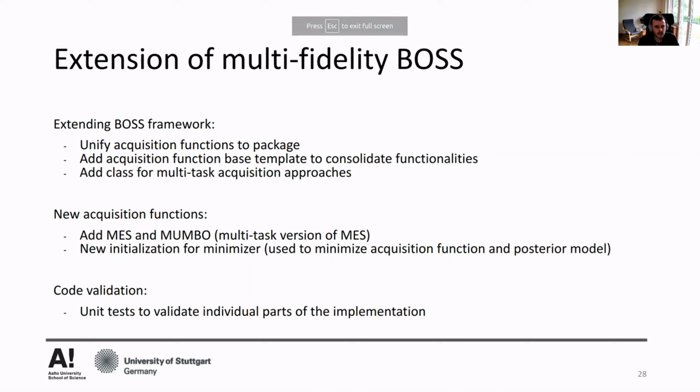Because I was curious after my literature review how these functions might work in comparison to other acquisition functions that were implemented in BOSS, and also how they work out in the multi-fidelity scenario. Then I also added a new initialization for the minimizer used in BOSS, which turned out to be faster and more reliable in finding the correct minimum of the acquisition function. And last but not least, an important part of coding practices is to test or to validate your code, so I also added some unit tests to test parts of the code for correctness.